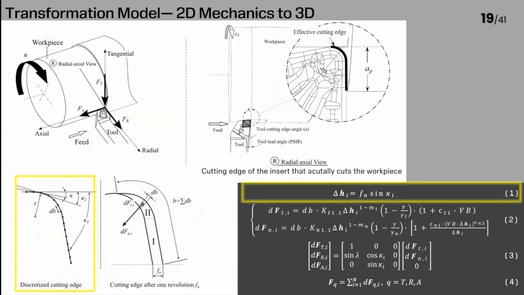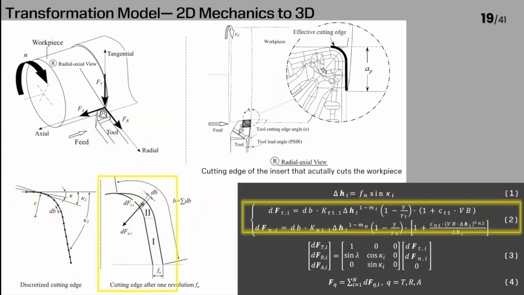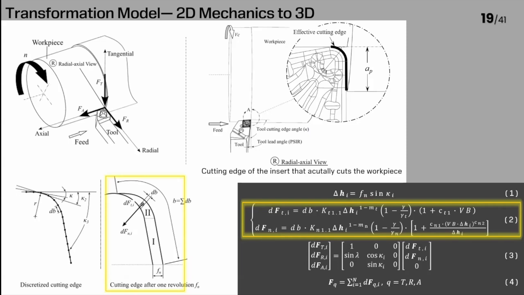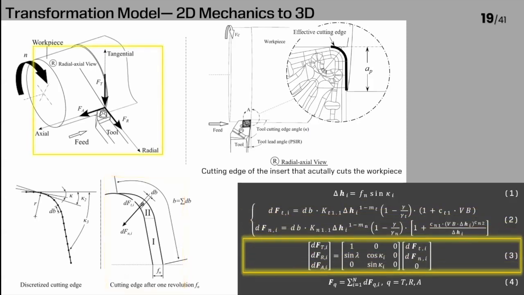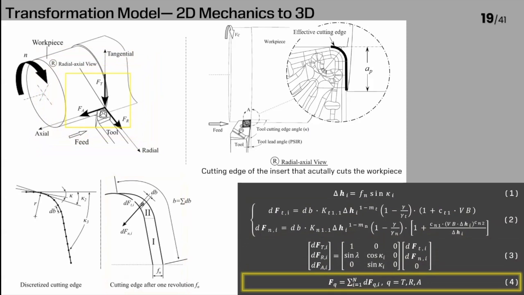First, we discretize the cutting edge into smaller segments, considering the nose radius as well. Then we apply this two-dimensional cutting force model to each segment individually. Then we project the segment force into tangential, radial, and axial directions. And finally, we sum them up to obtain the total force components in each direction.